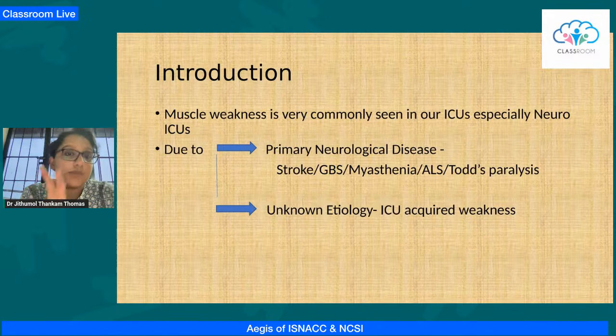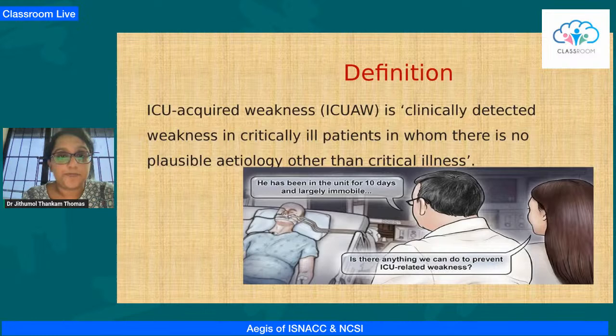That is, the weakness is often present at the time of onset, or there is a known cause for that weakness. Now, you have another subset of patients who have been in the ICU. They are critically ill for quite some time. And these patients, due to some unknown etiology, there is no exact neurological cause that you can pinpoint, but they develop muscle weakness. Now, this entity is called ICU acquired weakness. So basically, by definition, ICUAW is clinically detected weakness in critically ill patients in whom there is no plausible etiology other than the critical illness itself.